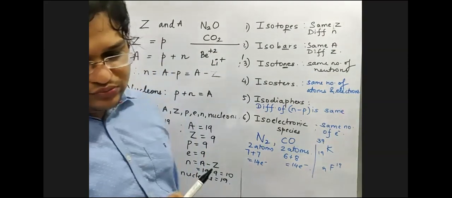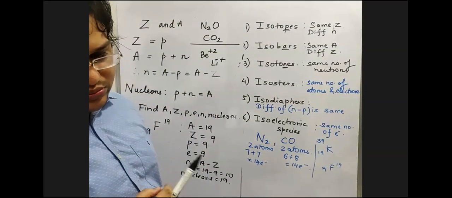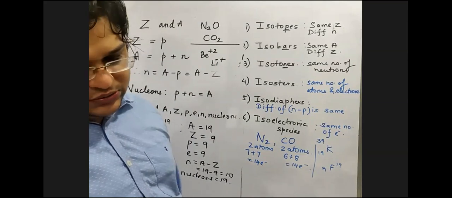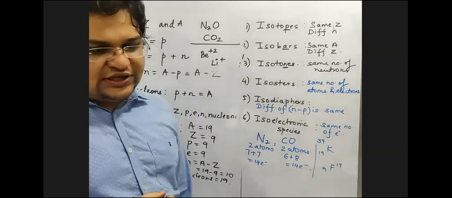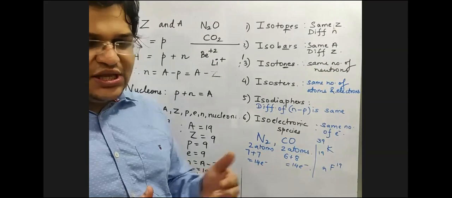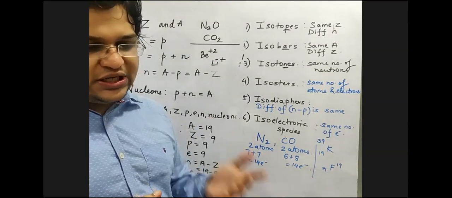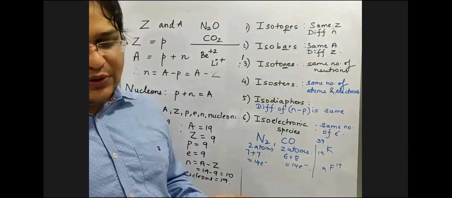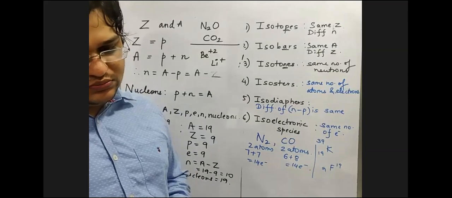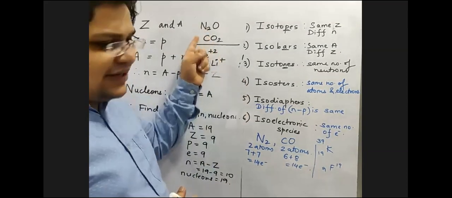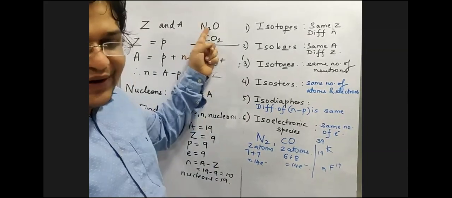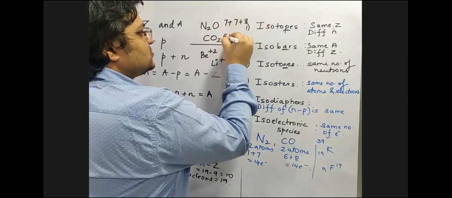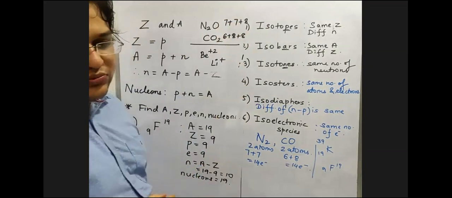N2O and CO2. If you have to decide between isosters and isoelectronic species, isosters is a better answer because all isosters are isoelectronic species, but the vice versa is not true. May or may not be true actually. Can I say 3 atoms? 22 electrons each. Hence these are isosters.